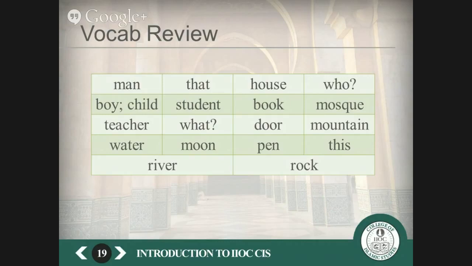Book. So just say, everyone say it together. Book. Kitab. Mountain. Jabal. Moon. Qamar. Man. Rajul. Who? Man. What? Ma. Water. Ma. Right. River. Nahar. Pen. Qalam. This. Hadha. Good. That's it.